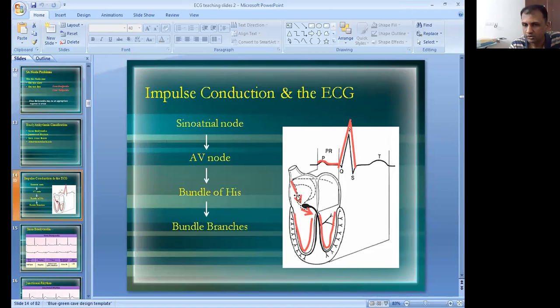If you remember this slide, we had the teaching last week. Your cardiac conduction starts from the sinoatrial node, goes to the AV node, and then it divides into the right and left bundle, and then goes into the ventricles. It causes the contraction of the atrial chambers and the ventricular chambers. The impulse is conducted from above downwards. P wave corresponds to atrial contraction, QRS corresponds to ventricular contraction, and T wave corresponds to ventricular relaxation or repolarization. Contraction is always called depolarization.